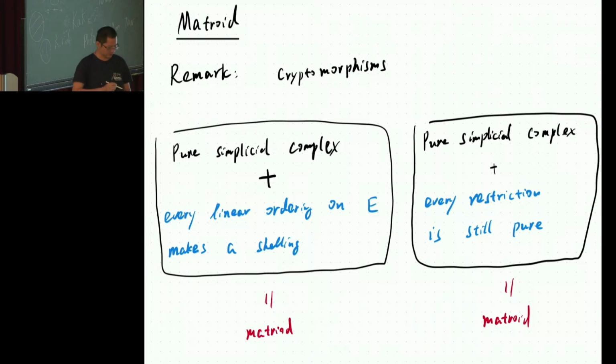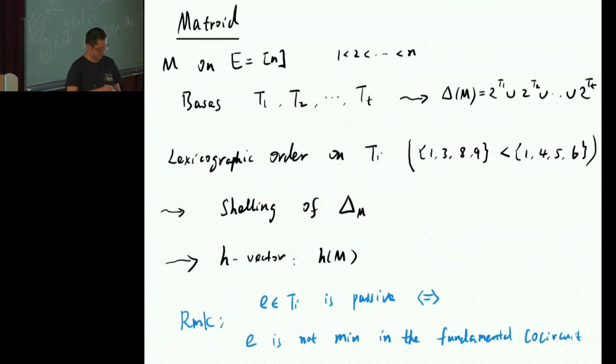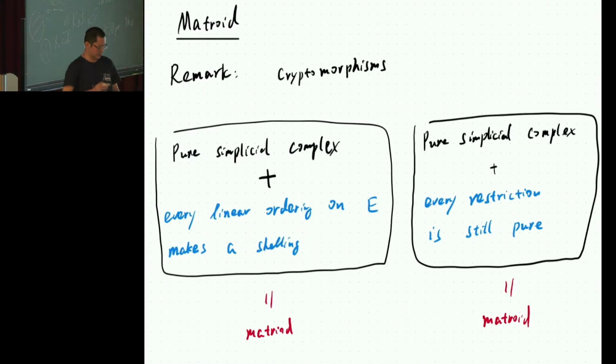I have two. The first one is I start with a pure simplicial complex. If any linear ordering on E makes a shelling by making use of this technique, if you can do so, then this simplicial complex will be a matroid. The other one is we can define matroids just by talking about purity. Basically, you start with a pure simplicial complex. Certainly, it's not necessarily a matroid, but if every restriction is still pure, then it will be a matroid. By restriction, you can think of the restriction of a matroid as the deletion.